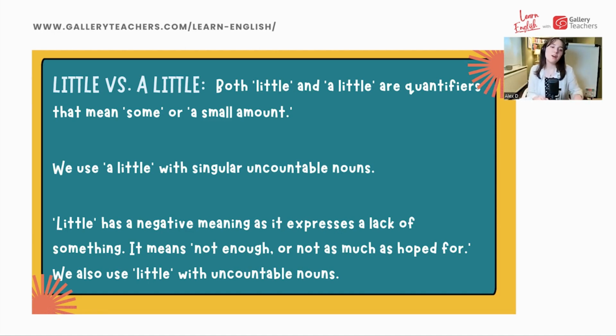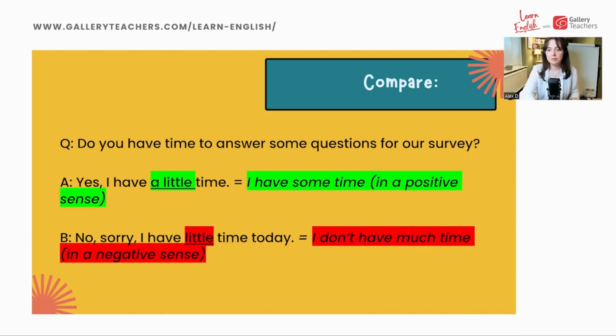Now, little without the article has a negative meaning as it expresses a lack of something. Okay, it means not enough or not as much as was hoped for. Okay, so reality versus expectations. Little, not enough, or not as much as hoped for. We can use little with uncountable nouns. So note, little and a little are both for uncountable nouns. Okay, so for example, little time, little money.